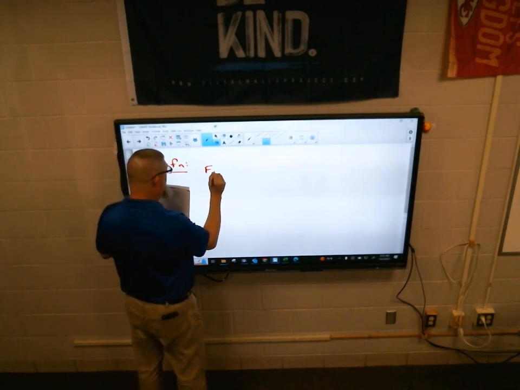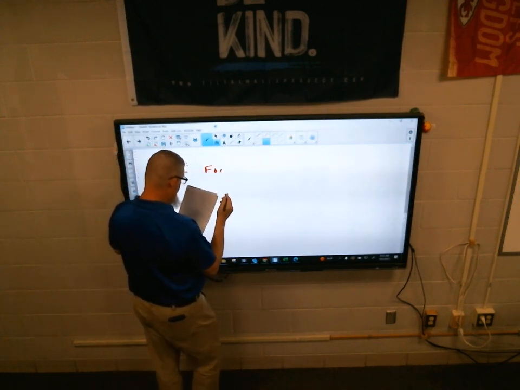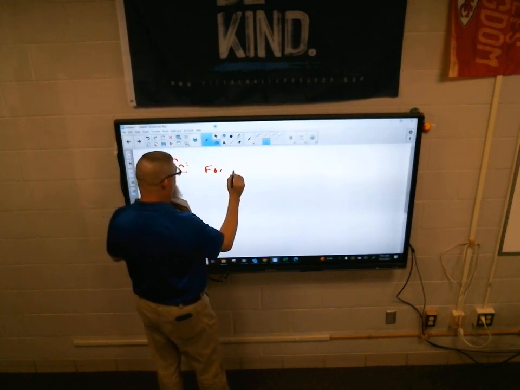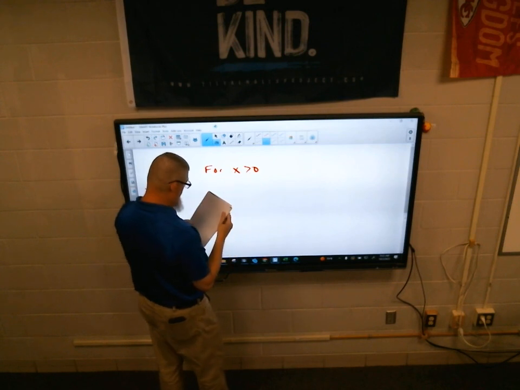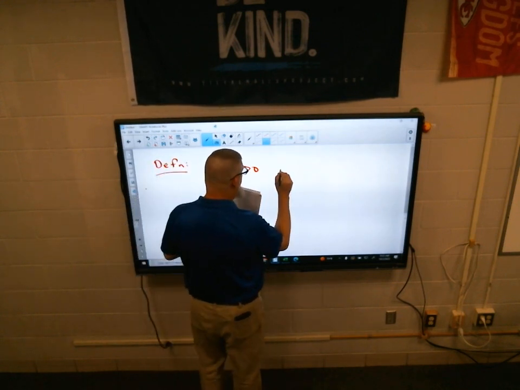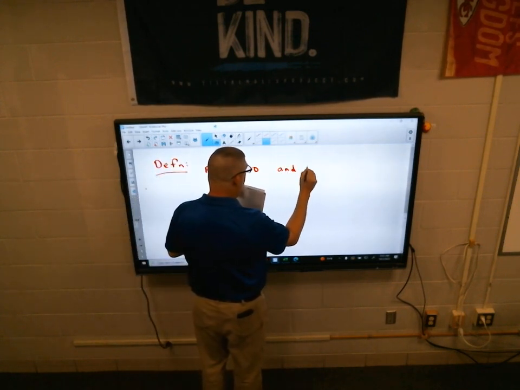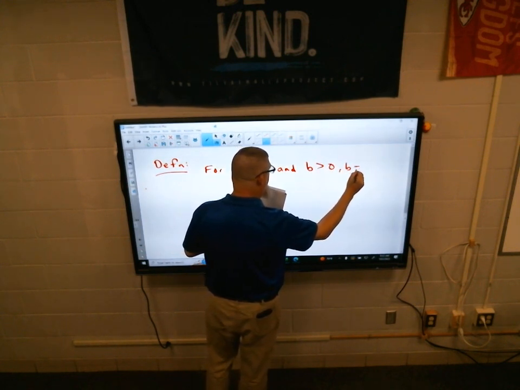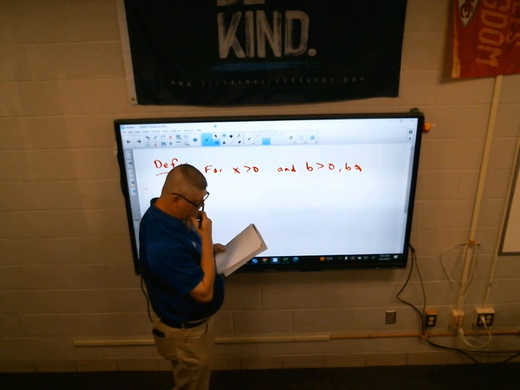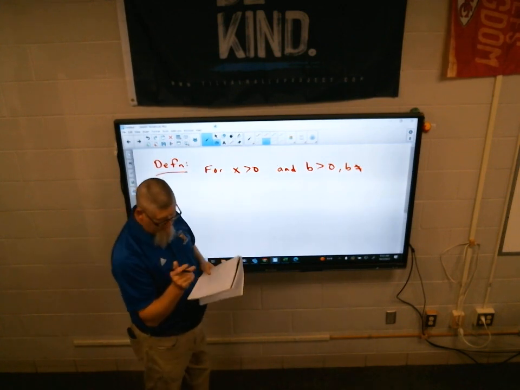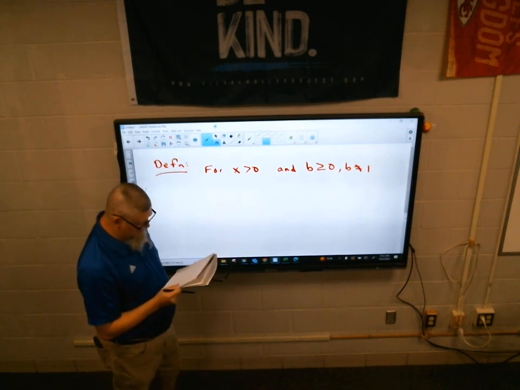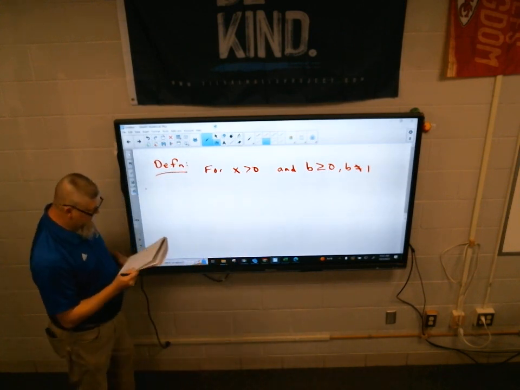For x greater than 0, and b greater than 0, b not equal to, once again, what can b not be equal to? 1. b greater than or equal to 0, b not equal to 1.